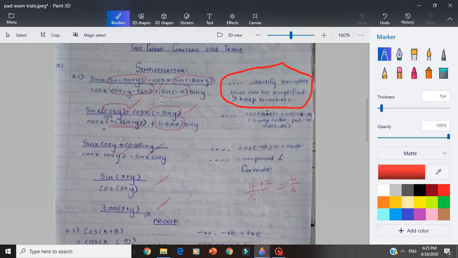Okay, so we know that sine of 90 is a co-ratio, and therefore you're going to get the opposite of it being a cos in this case. In this case, it's a positive cos because it lies in the positive cos region. Okay, I mean the positive sine region. Okay, here we got sine of 180 plus y, and that becomes minus sine y.